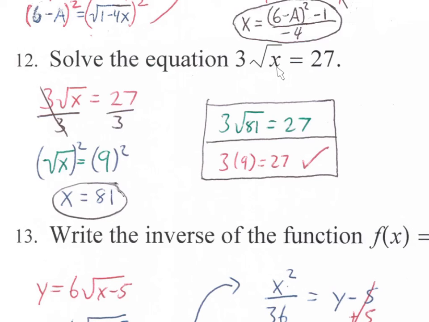Plug in 81. The square root of 81 is 9. 3 times 9 is 27. Boom. We're done. That was kind of nice and quick.